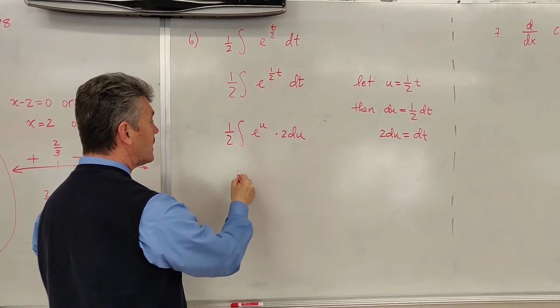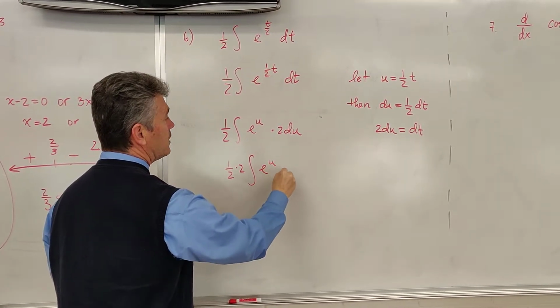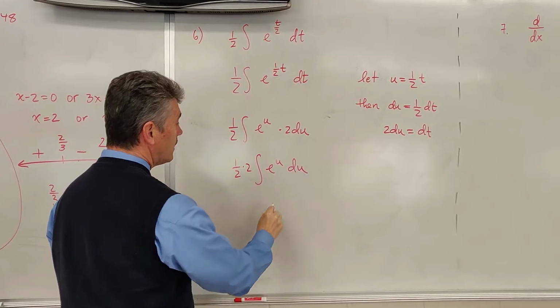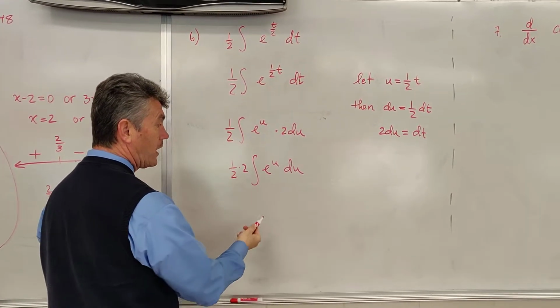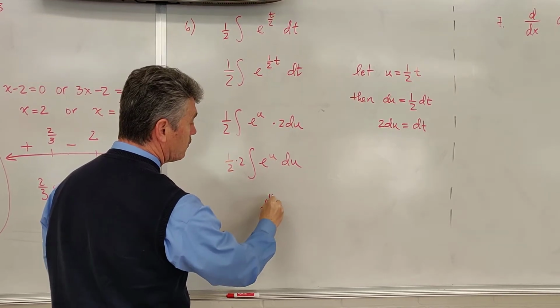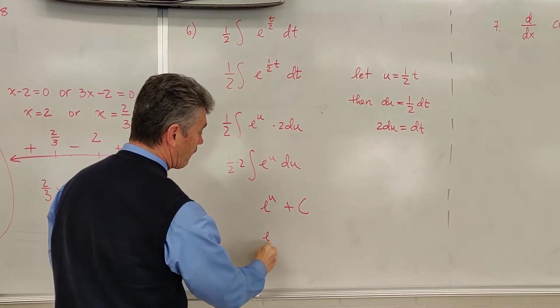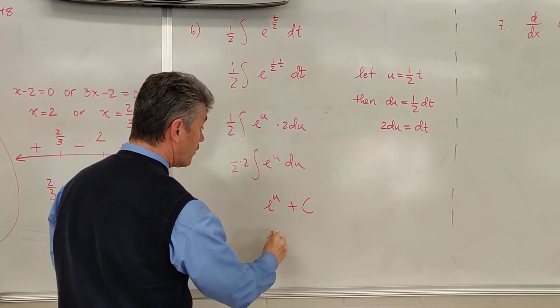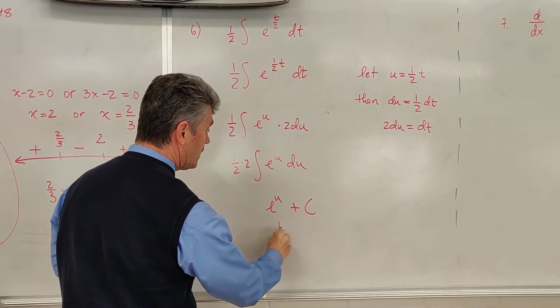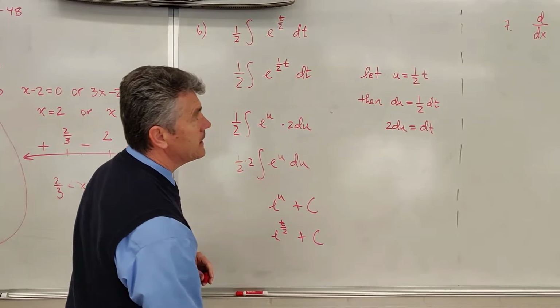Make your substitutions. We have 1/2 the antiderivative of e to the u, and replace dt by 2 du. Bring the 2 in front. 1/2 times 2, the antiderivative of e to the u du. 1/2 times 2 is 1. The antiderivative of e to the u is e to the u plus some constant c. So our final answer is e raised to the power of t over 2 plus c.